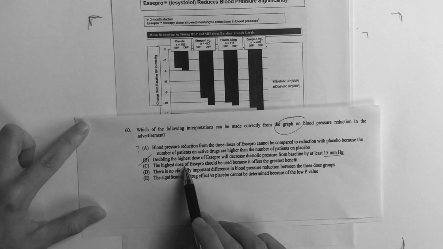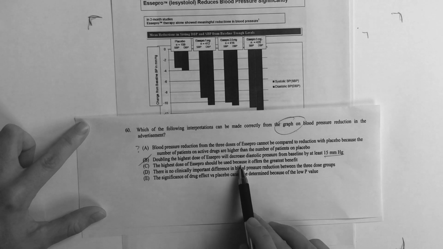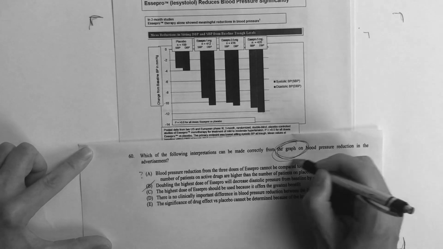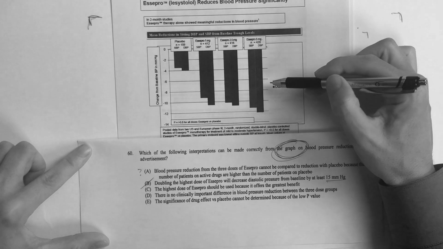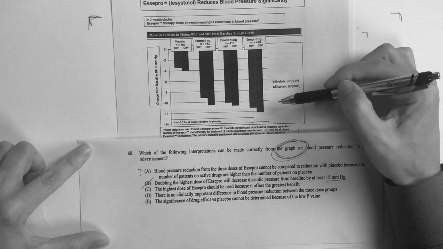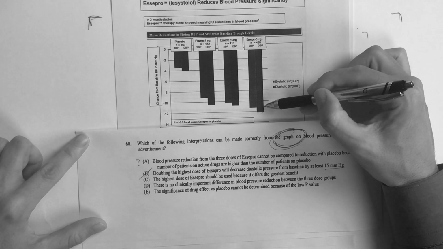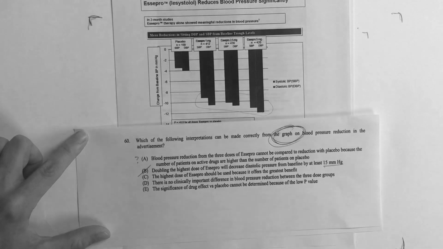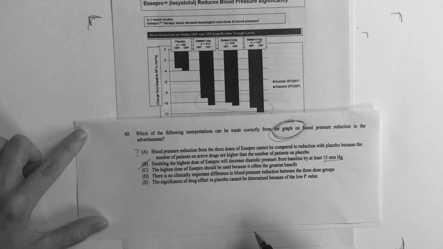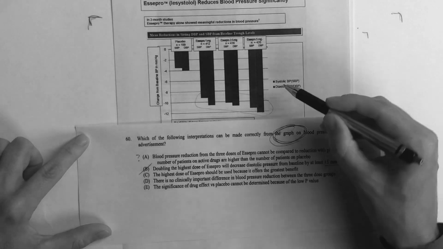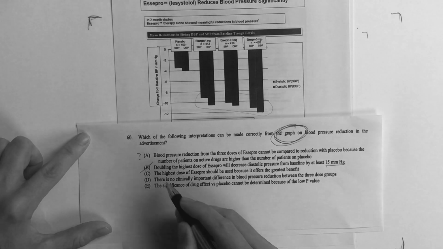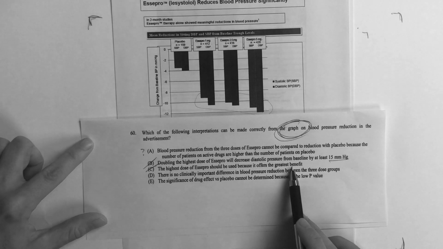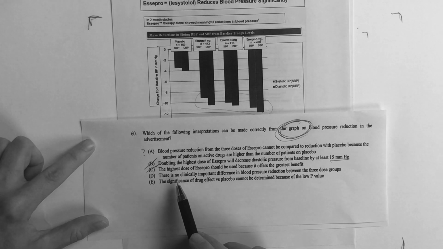Is it C, the highest dose of Escepro should be used because it offers the greatest benefit? Now, remember, it's saying look at the graph and determine this. We really can't say that it gives the greatest benefit, because these are pretty tightly correlated. We also don't know what side effects, or we can't infer that from this. So I really can't say that one, because it's not like it's overwhelmingly giving us the greatest benefit at the highest dose.